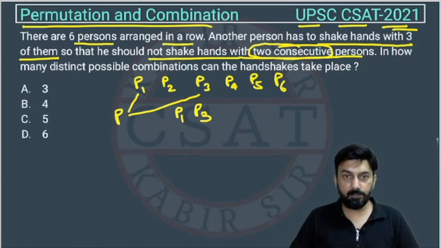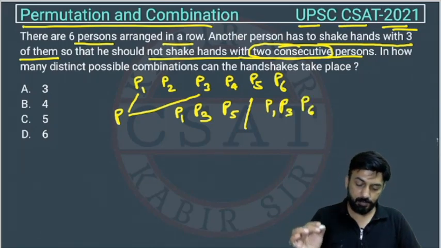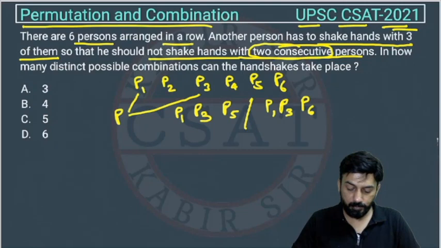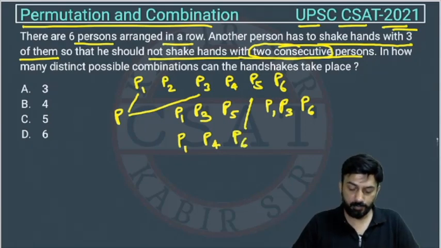So he cannot shake hands with P4, and out of 5 or 6 he can shake hands with anyone. Suppose the first case is P5 and the second case will be P1, P3 and P6, right? And the other possibility is he is shaking hands with P1 and then P2, he cannot shake hands, right? Suppose he is leaving P3 and now shaking hands with P4 and then with P6, because with P5 he cannot shake hands, right?